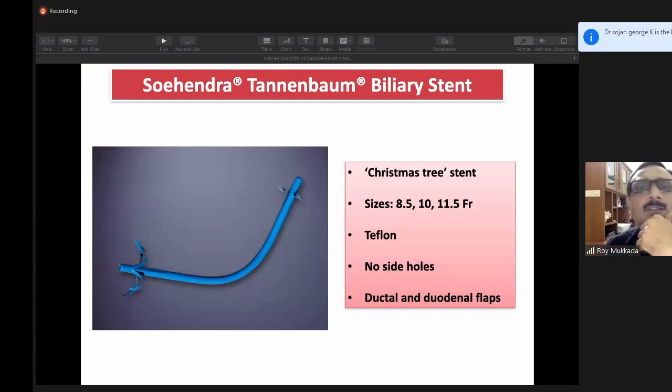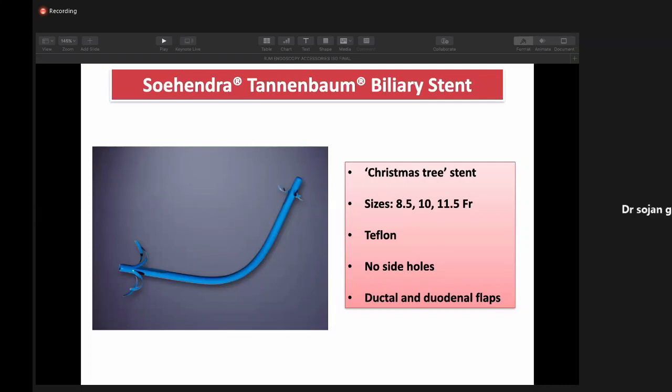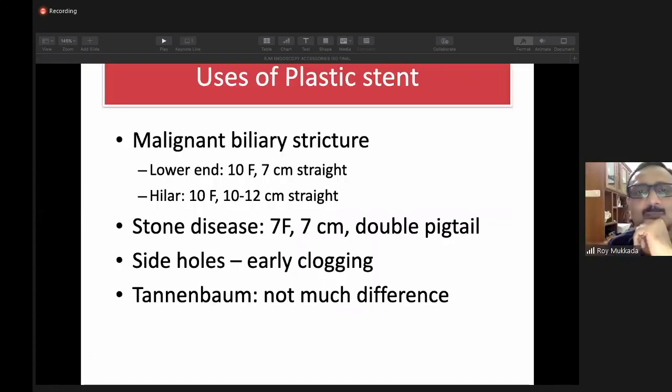So this is named after Soehendra, as last class I have shown the picture. Named after him. One is the use you already mentioned, malignant biliary stricture, then stone disease. This doesn't have side holes, so the early clogging is not there.